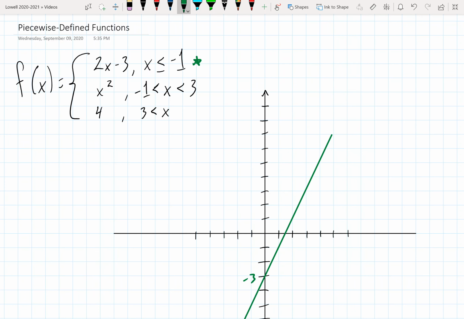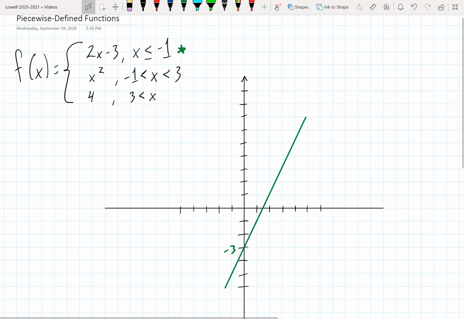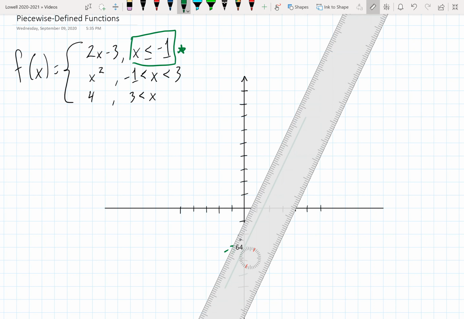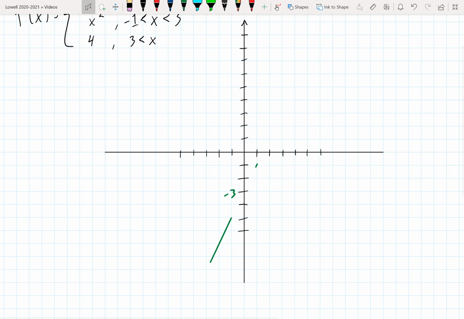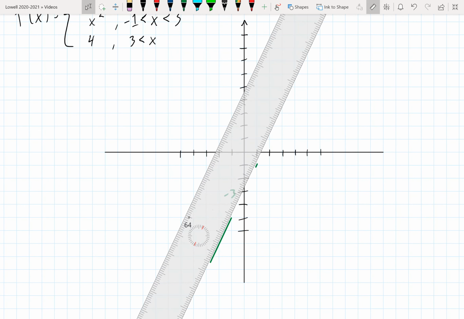However, because this is a piecewise defined function, we are not using this green line for the entire graph. The only parts we use the green line for would be right here for x equals negative 1 and below. And so really, this green line, I'm actually going to have to erase it. Let me erase that. If I read left to right, I'm using that green line all the way up until I get to negative 1. And so this is what this first chunk of the graph is going to look like.